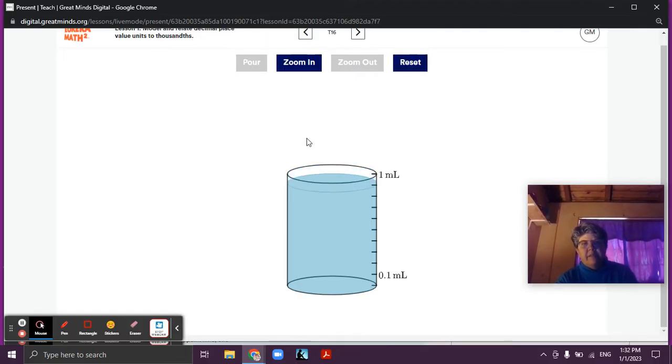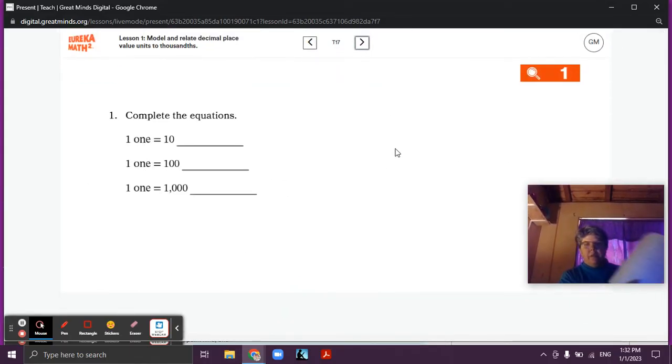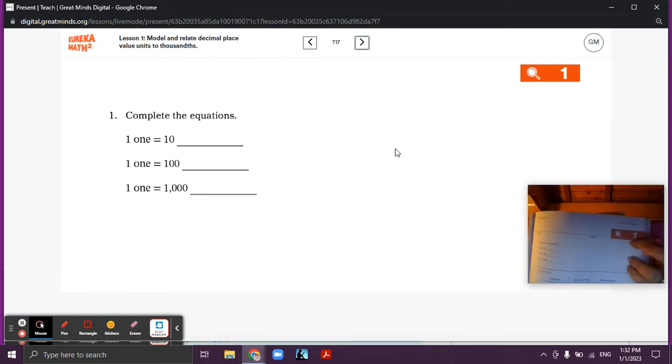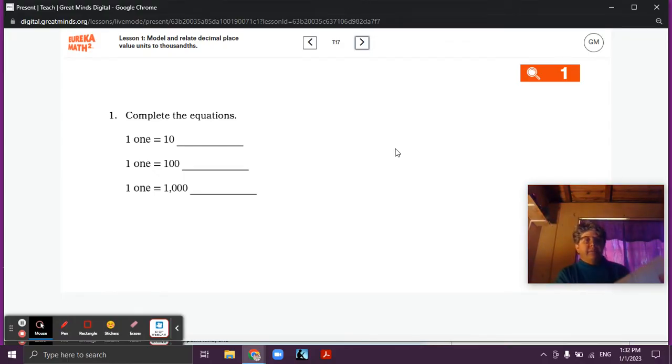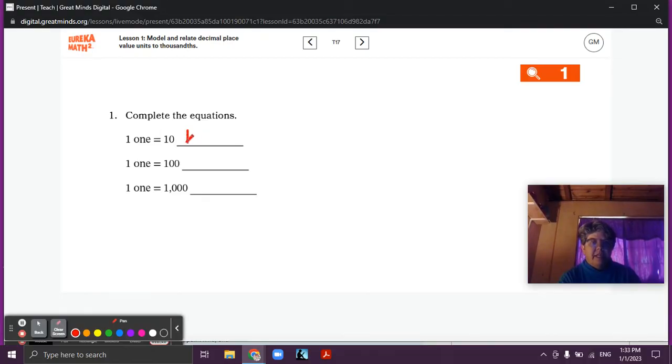Okay, so now we're going to pour out some of the water, and we can see there that we have 1/10. Now you're going to need your Learn book. So go to the first page. You can see that it says lesson 1 and that it has a magnifying glass there. Instead of using page numbers, we're going to get used to using our icons. So during the lesson, we're going to be using the magnifying glass icon. And you see that it says 1 is equal to 10 blank. Okay, 1 is equal to 10 tenths. So we're going to go ahead and write tenths there.